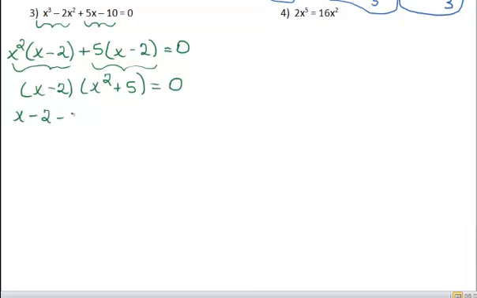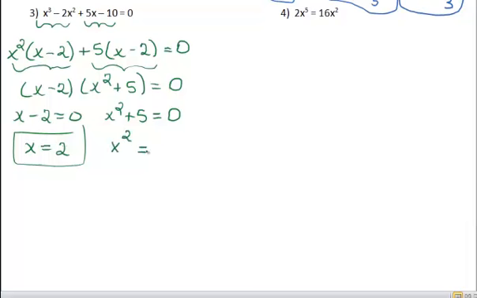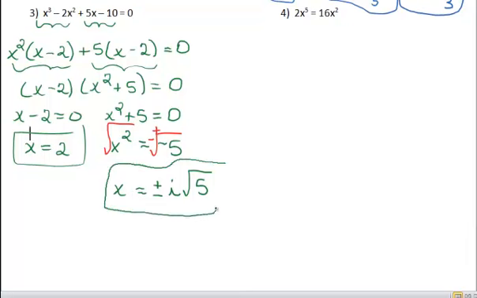Set both of those equal to 0. Move the 2 over, so x equals 2. And this one we're going to move the 5 over, so we get x squared equals negative 5. Now we need to take the square root of both sides. When we do, don't forget plus or minus. Because it's the square root of a negative, we have i, and since we don't know the square root of 5, we just leave it that way. It's not x squared, by the way, it's just x. So x is equal to plus or minus i square root of 5.